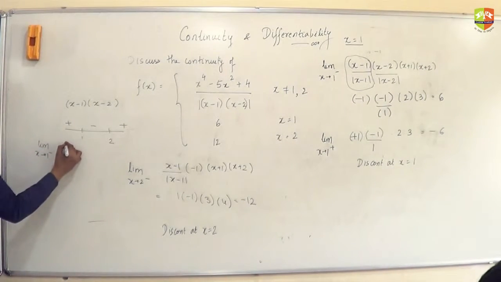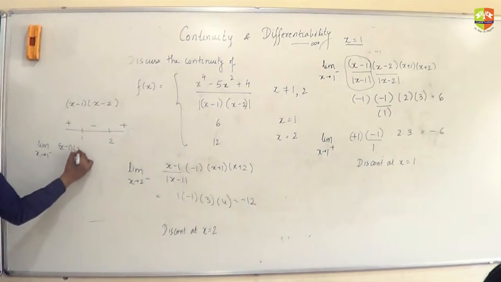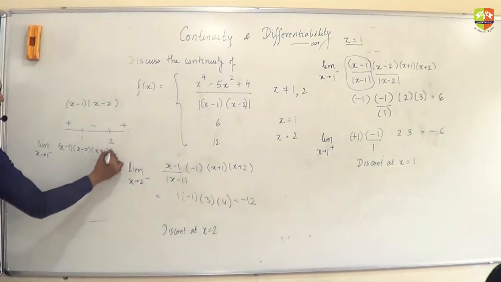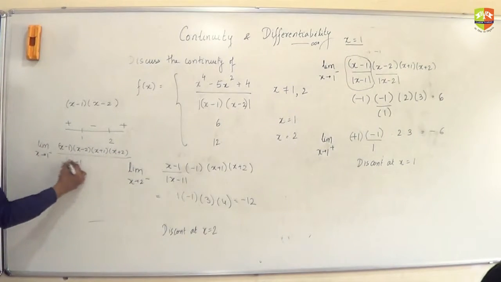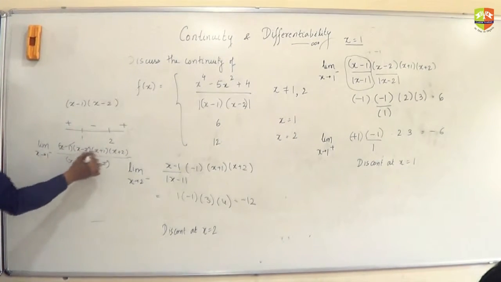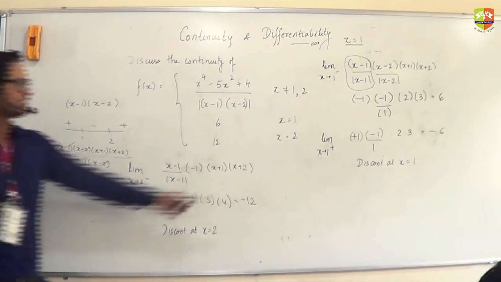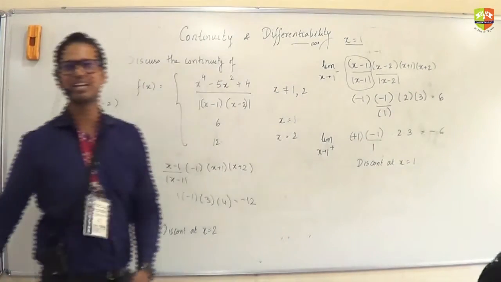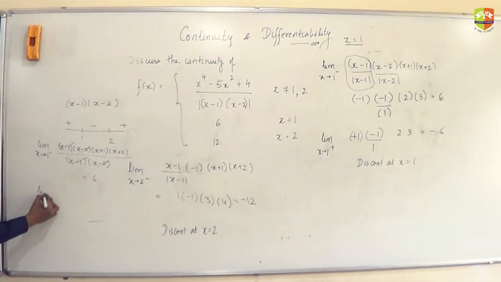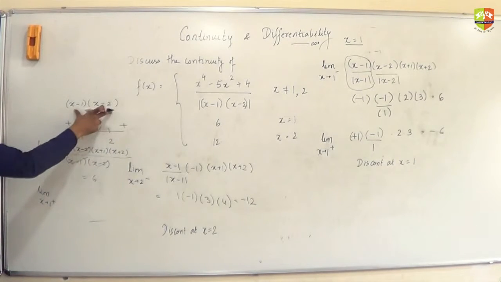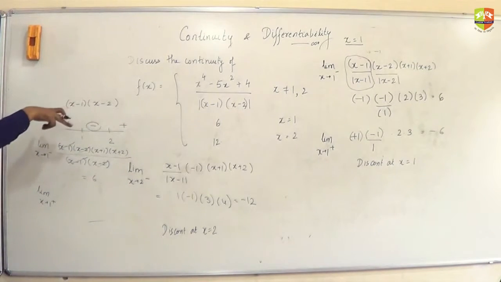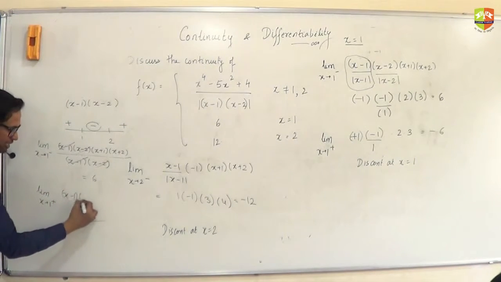It will become x to the power of... less than 1, everything will be positive. So it is as good as saying this. Yes or no? Cancel this off. Put the value of 1, you get a 6. That's why we got the 6 over here. Correct? When you are evaluating at 1 plus, you are in this interval, right? So this would be a negative function. So what will mod do to it? It will make it negative. So it will be like this.